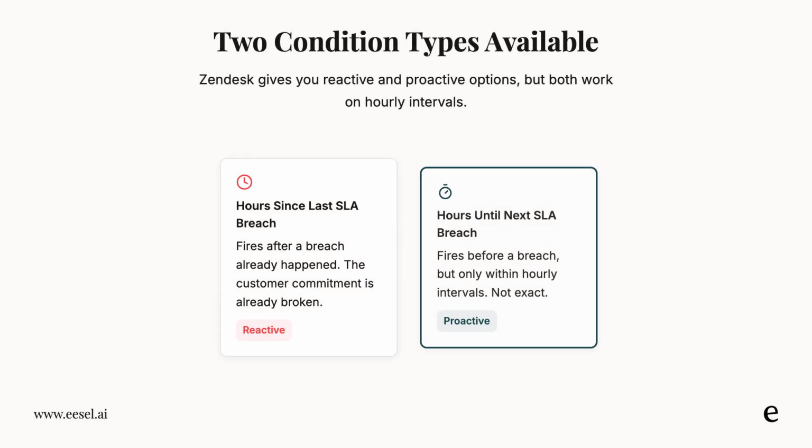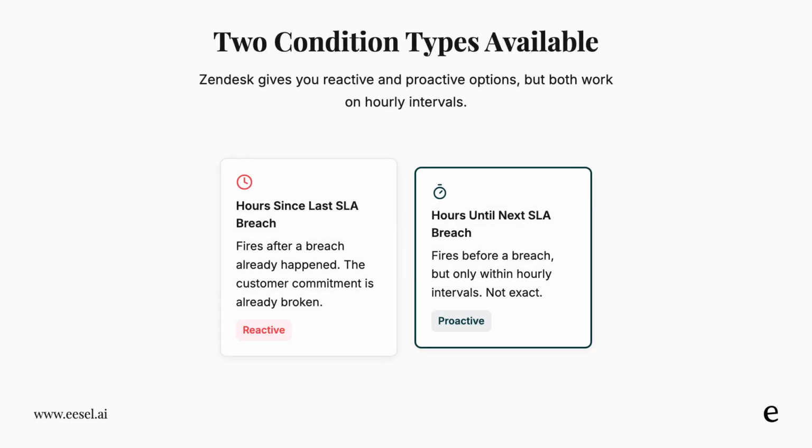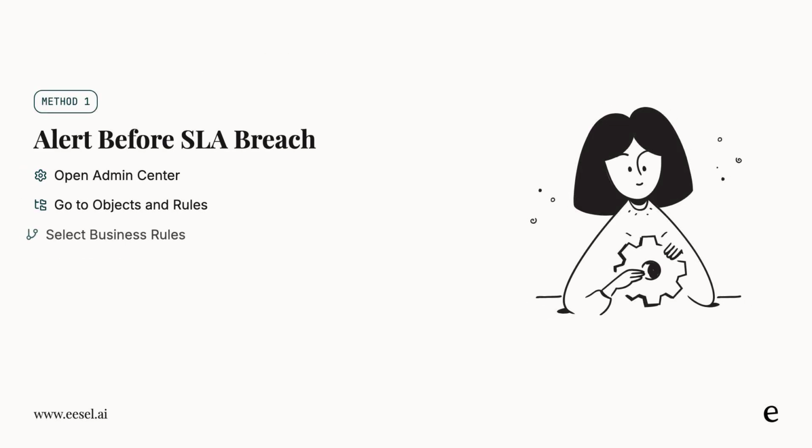Zendesk gives you 2 SLA condition types. Hours since last SLA breach is reactive. It fires after a breach already happened. Hours until next SLA breach is proactive, but it still only checks on hourly intervals. Method 1 is your best native option for proactive alerting.